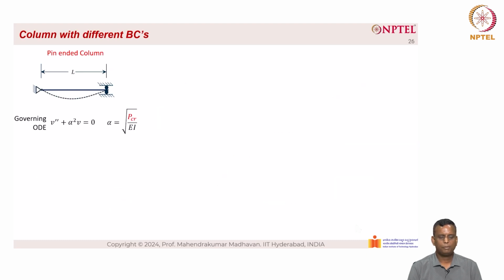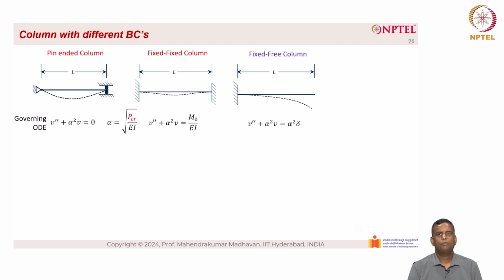So for columns with different boundary conditions, we have pinned end column. The ordinary differential equation is V double dash plus alpha square V equals 0, alpha equals root of P critical by EI. For fixed end columns, V double dash plus alpha square V equals M naught by EI. For fixed free column, we have V double dash plus alpha square V equals alpha square into delta. For fixed pinned column, we have V double dash plus alpha square V equals M naught by EI into X by L. So these are the 4 governing differential equations for 4 different boundary conditions.